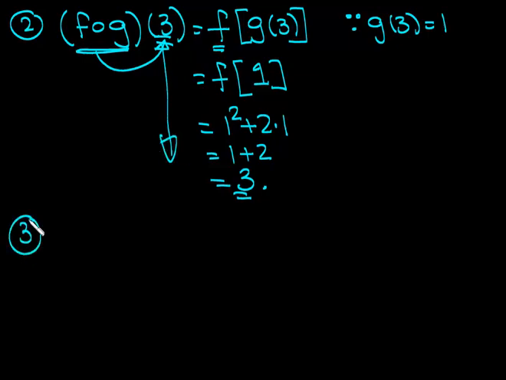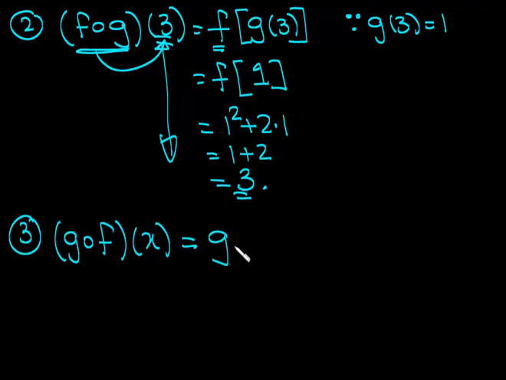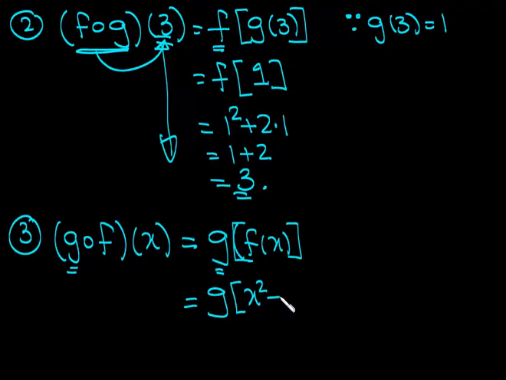Now, they could also have asked us to find g naught of f of x. What does that mean? You find the function, evaluate the function g at f of x. Because g is on the outside, it stays on the outside. So what does that mean? G of x squared plus 2x, because that's what f of x is.